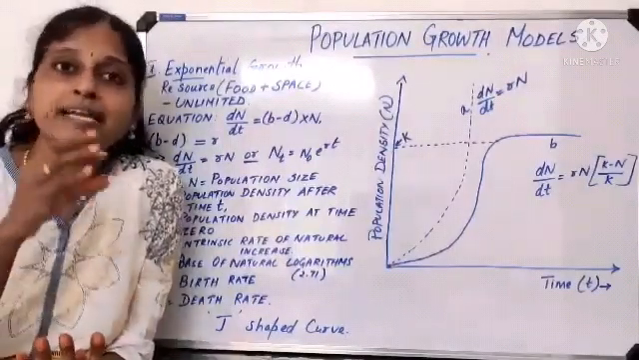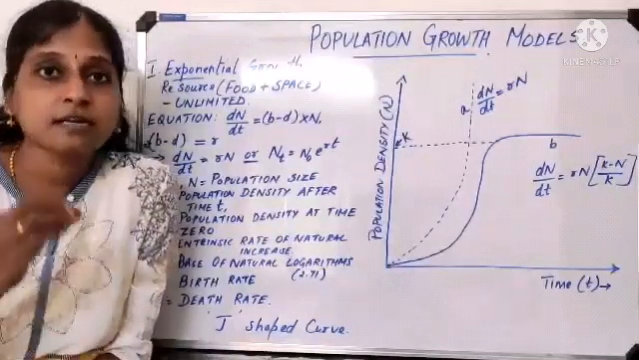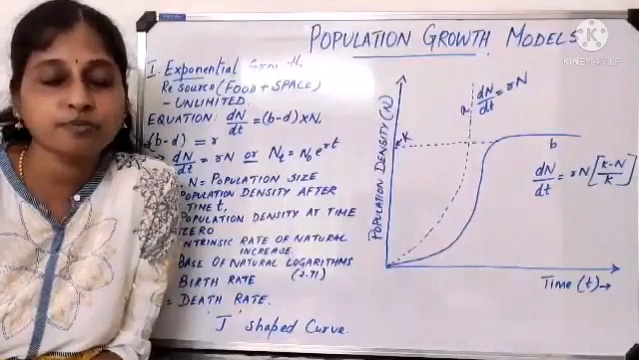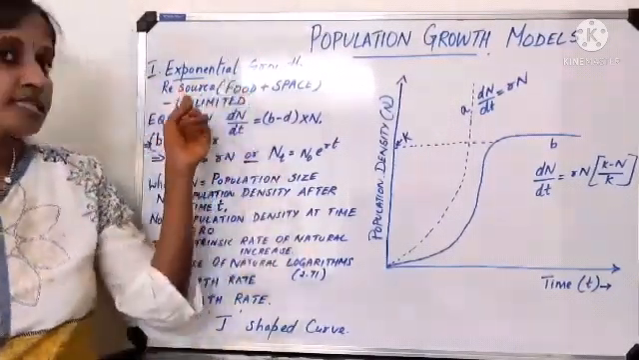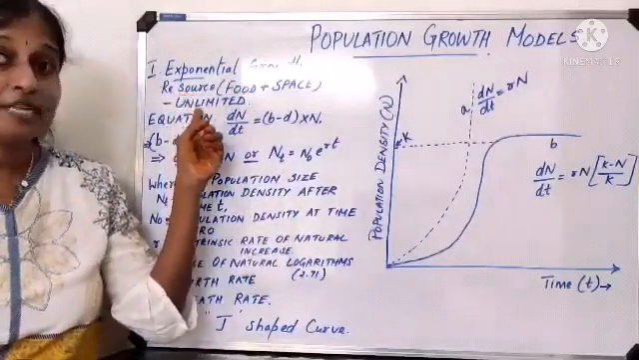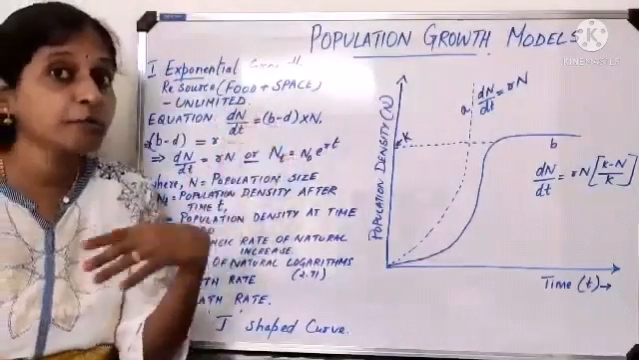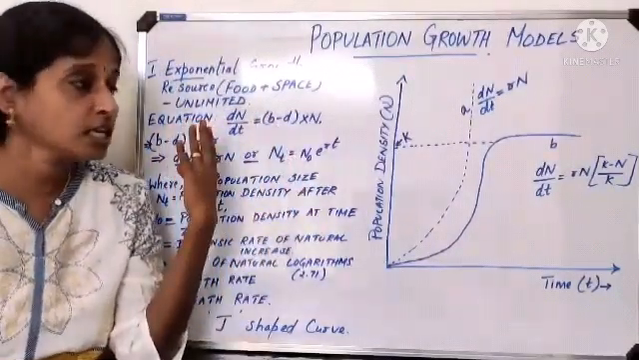For the logistic growth, you just need to learn the equation and what each and every letter indicates. Usually problems don't come from it. Anyhow, moving on to exponential growth, when does it take place? When the resource is unlimited. Unlimited means much food and much space is available. Then exponential growth takes place.